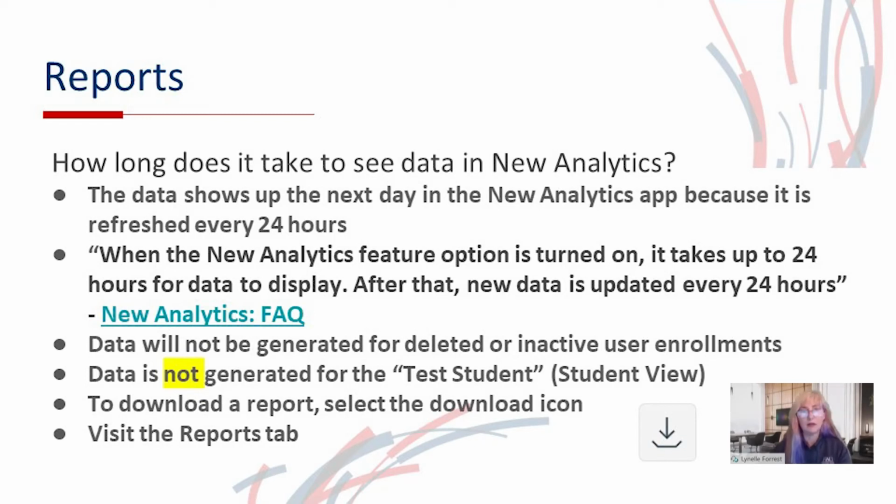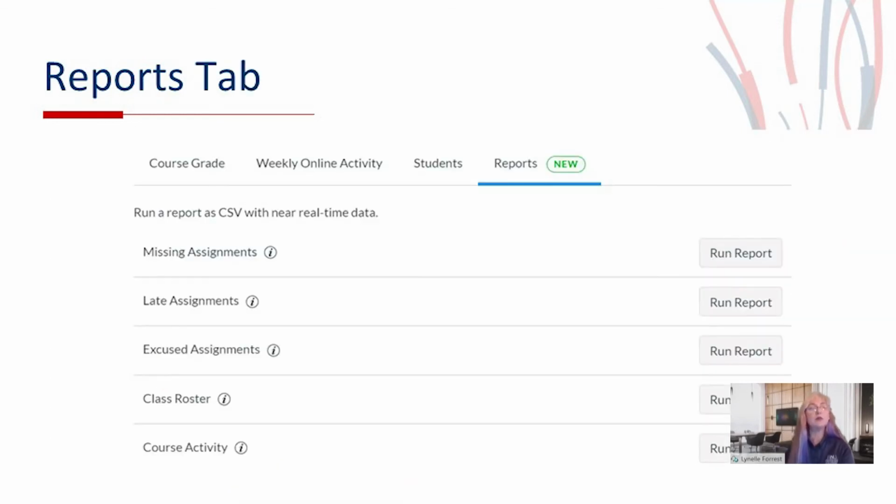So the reports that you can download are CSV. And you just click on any link that looks like this download files link. I put an image right there so that you would know what it looks like. What it does is downloads to your downloads area, and then you can bring it into Excel if that's how you like to look at your reports. So in the report tab, there are several reports that are ready for you to run. You can select the run report button. And these are pretty much ready to go. You can download your missing assignments, late assignments, excused assignments, your class roster, and your course activity.